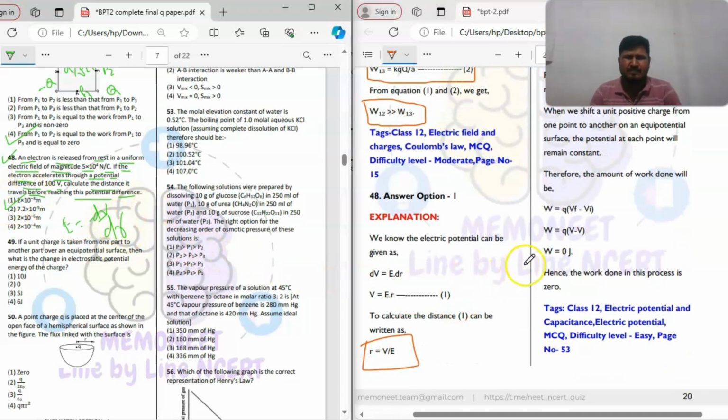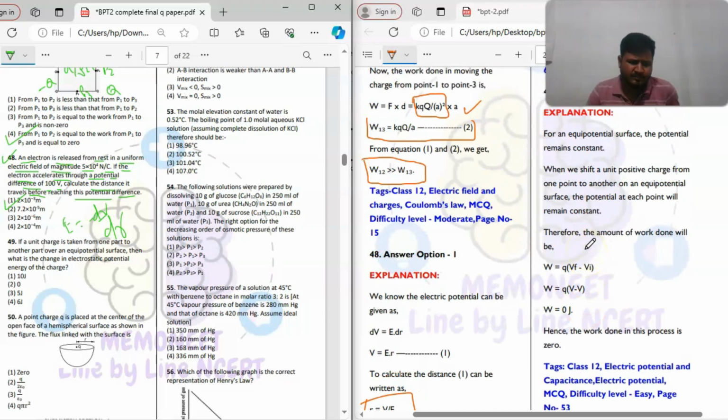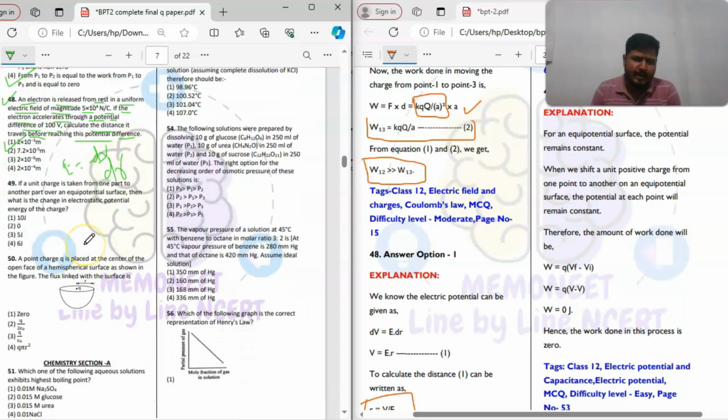Okay, this is a very simple thing. We only have to apply E is equal to minus dV by dr. Now move to the next question. The question is that if a unit test charge is taken from one part to another part over an equipotential surface, then what is the change in electrostatic potential energy of the system?